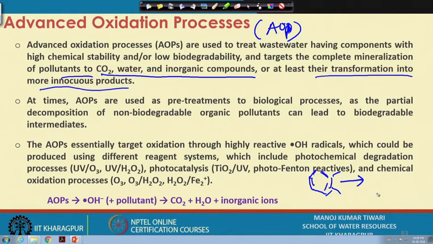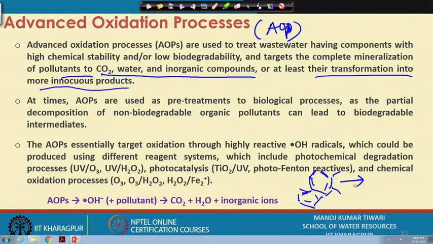This breakdown is through various intermediate processes. It's not that it attacks the compound and completely mineralizes it immediately. It doesn't happen that way. There is a pathway for this. So a pretty complex molecule, let's say you have a compound with a structure like this.